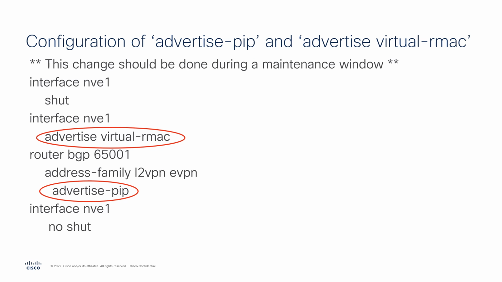Here is the configuration for enabling advertised PIP and advertised virtual RMAC. The NVE interface must be shut down before configuring advertised PIP and advertised virtual RMAC. After configuring the two commands, do a no-shut on the NVE interface. These steps should be done in a maintenance window, as the VTEP will not be able to forward VXLAN traffic while the NVE interface is down. If this is done on a VPC primary device, it will also bring down the NVE interface of the secondary VPC due to a type 1 inconsistency.